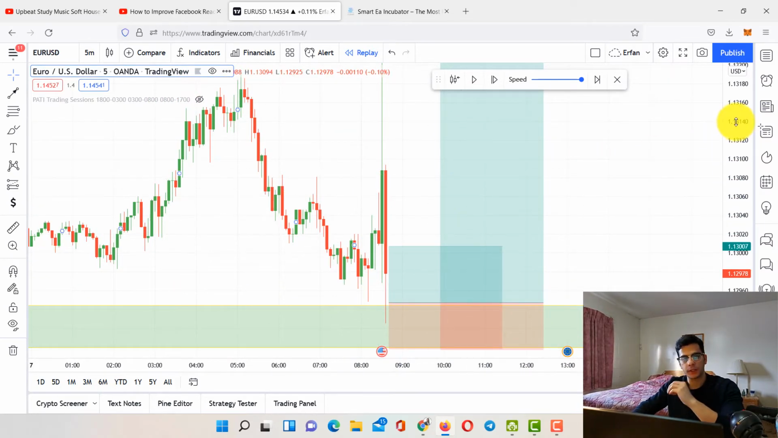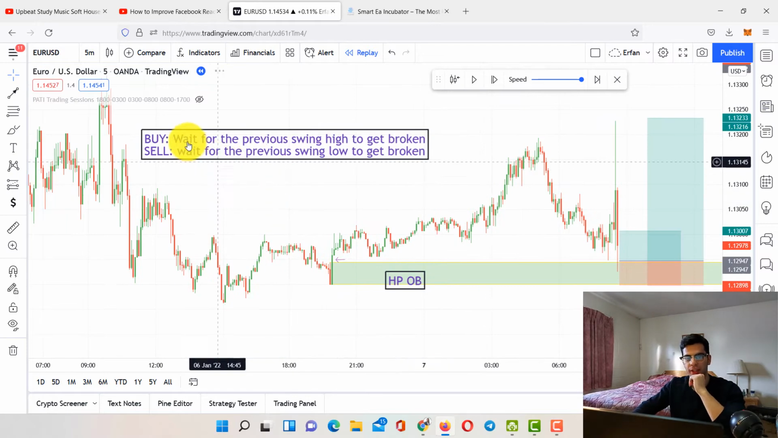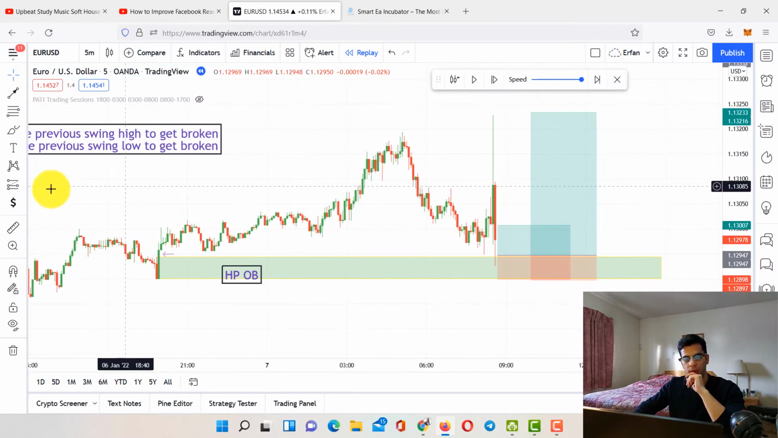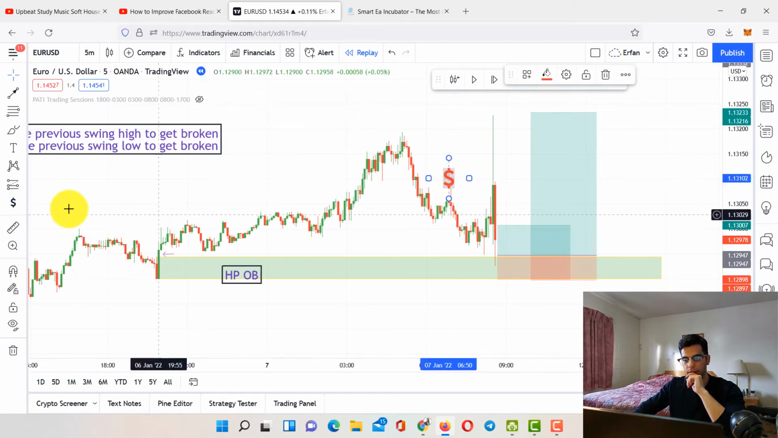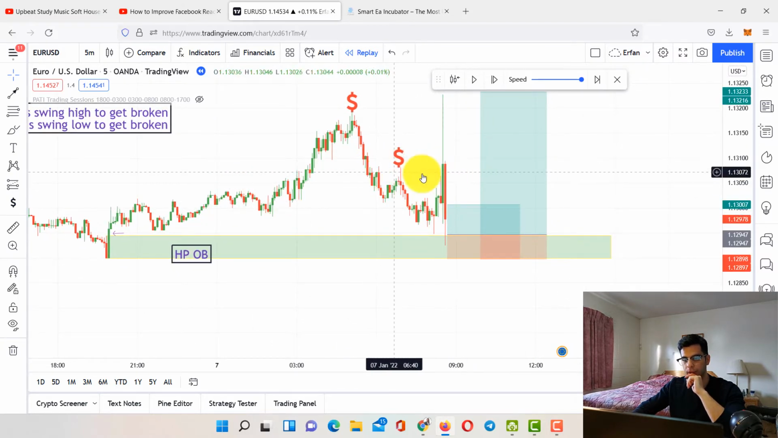So what do you do? What is the first thing you do after getting into a position? Are we going to buy or sell? Apparently buy. Okay, so wait for the previous swing high to get broken. You got to zoom out, identify every single liquidity that you have around this price. So we have our swing high here, one high here, and that's it. So we gotta wait for these structures to get broken.